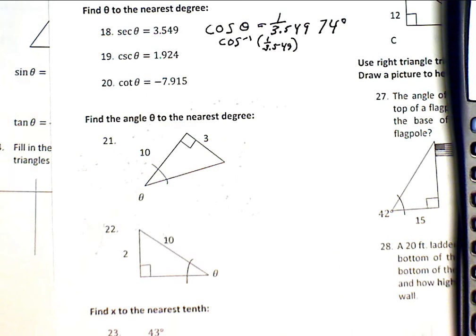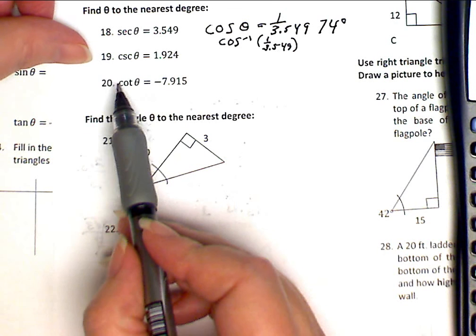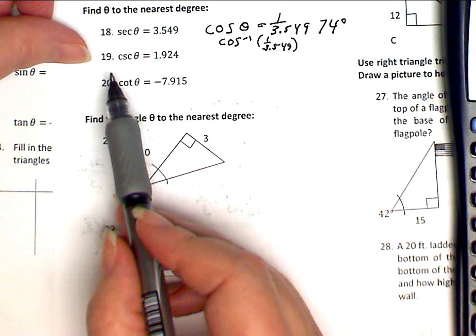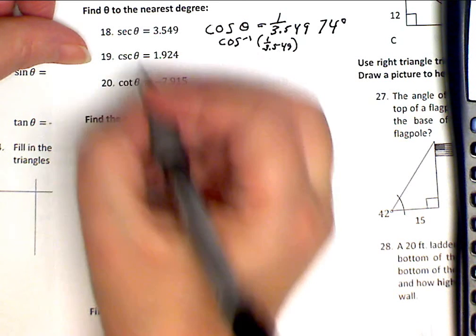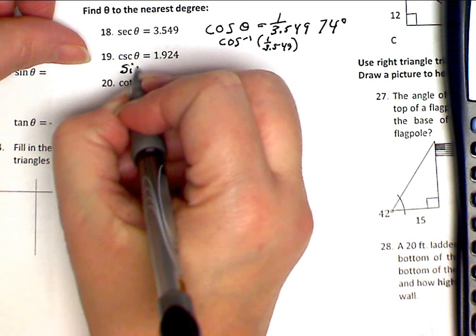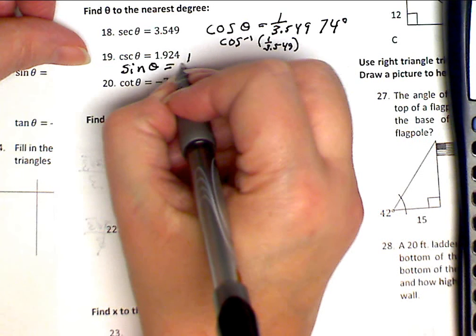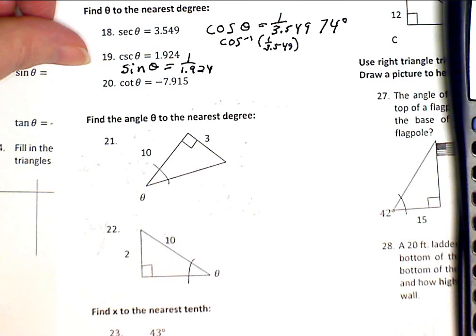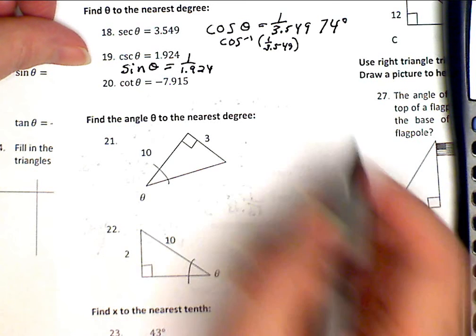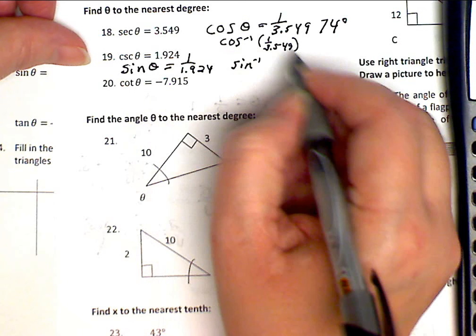What is the reciprocal of secant, ladies and gentlemen? That's sine. So we're going to have sine of theta is equal to 1 over 1.924. How can I find theta? The sine inverse. So in your calculators, you're going to go sine inverse of 1 over 1.924.